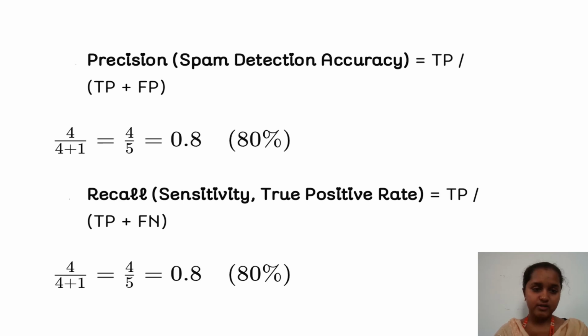Precision for spam detection: the formula is true positive by true positive plus false positive, that is 4 by 4 plus 1, which is 4 by 5, that means 80%. Recall, sensitivity, true positive rate: the formula is true positive by true positive plus false negative. This is similar to precision, but in precision we take false positive, while in recall we take false negative. Here also the value is 80%.